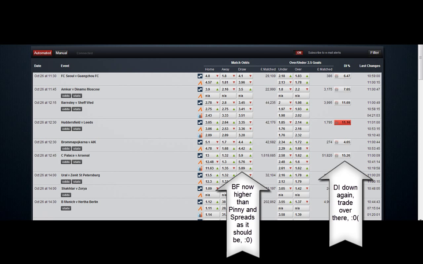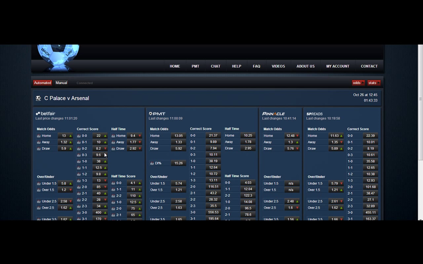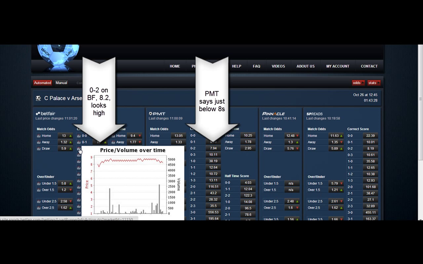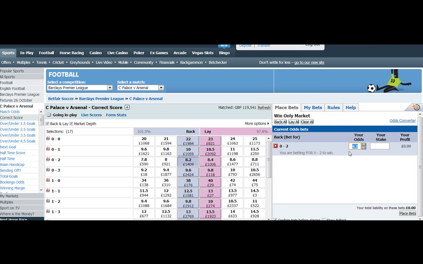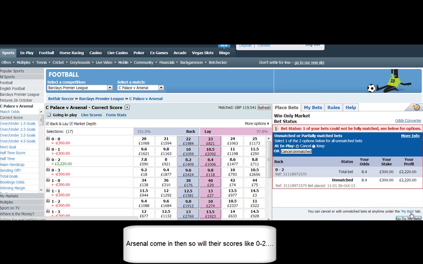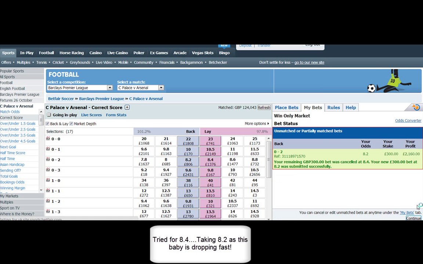Okay, you can see that Betfair are now higher than Pinnacle and the spreads as it should be. Draw inflation has come down, so that trade is now over. There's nothing more to do there. But the 0-2 here, you can see that's actually high. And if Arsenal were coming in the match odds, then a price of 0-2 is also going to come in. Prices to Arsenal are going to come in.